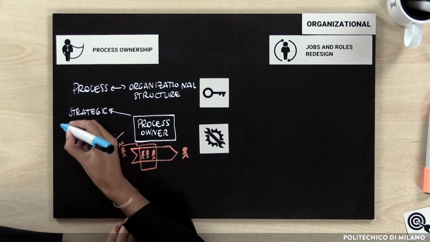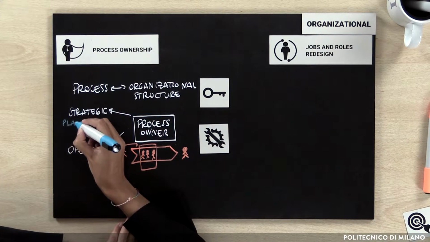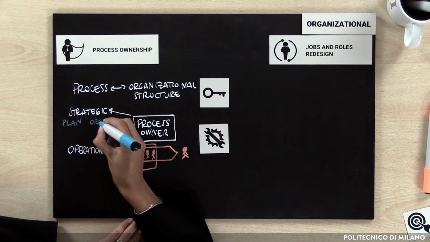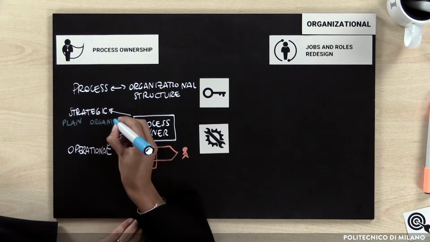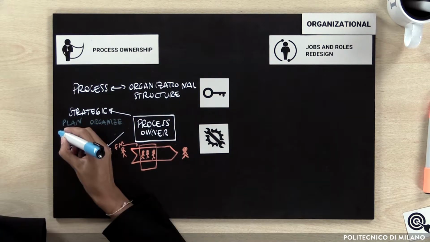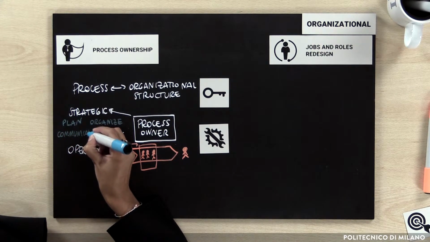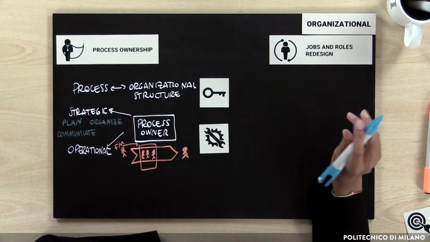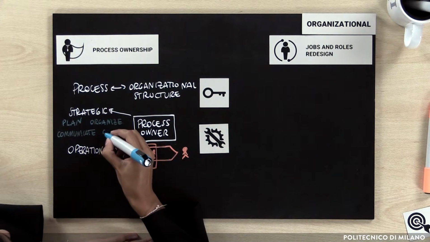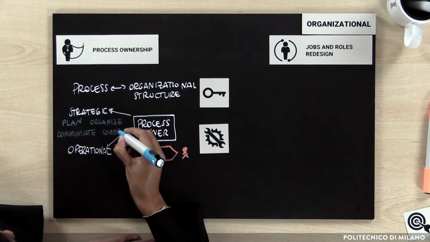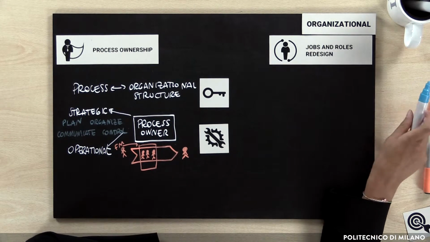Her main responsibilities are planning of the process and targeted level of performances, organizing the flow of process in activities and resources, communicating with resources and managers to explain the rationale behind the organization of the process and to motivate people to adopt the process orientation and meet the targets, and controlling the performances of the process in order to improve when needed. The operational process owner is instead responsible of the single instance of the process.